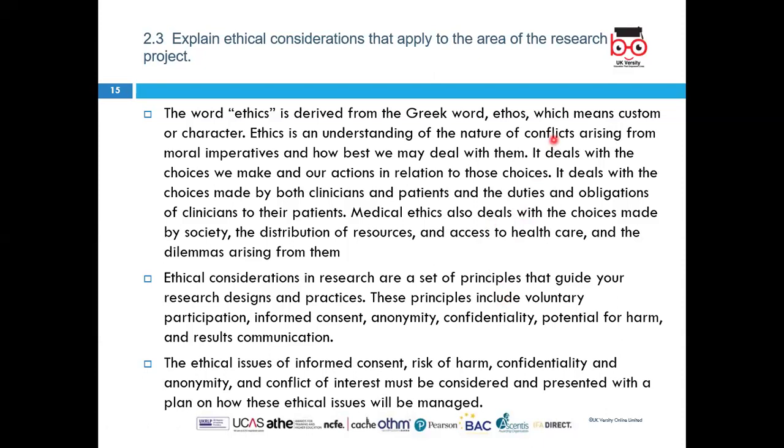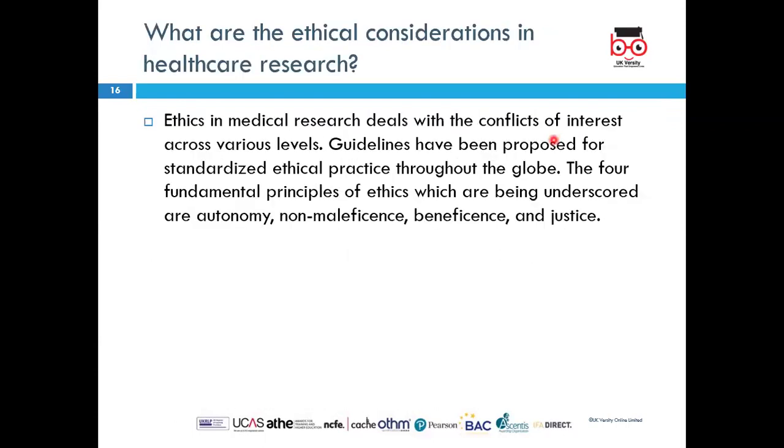So ethical considerations, as I said, there should be voluntary participation, there should be informed consent, anonymity, confidentiality, potential for harm should be explained to the participants, and results should be communicated. The ethical issues of informed consent, risk of harm, confidentiality, anonymity, conflict of interest, if any one party, whether the participants or you, have different interests in the project. So that should be made clear. They should be considered and presented with a plan on how these ethical issues will be managed.